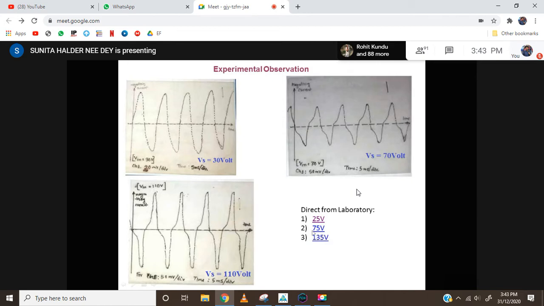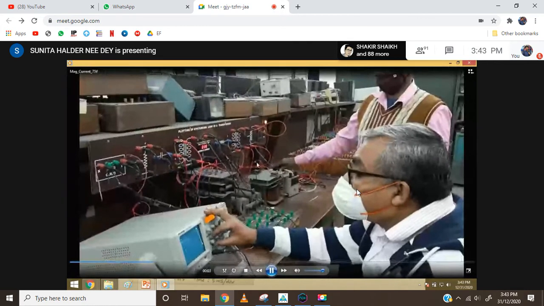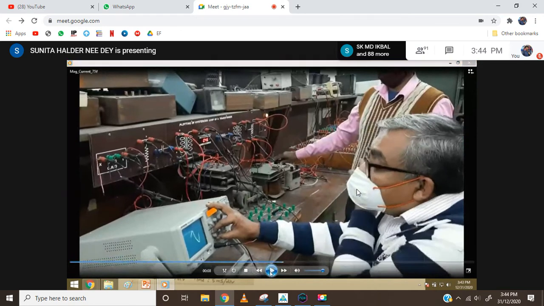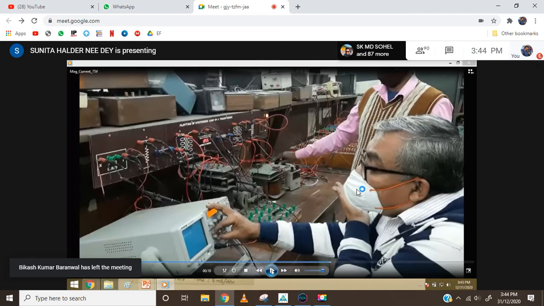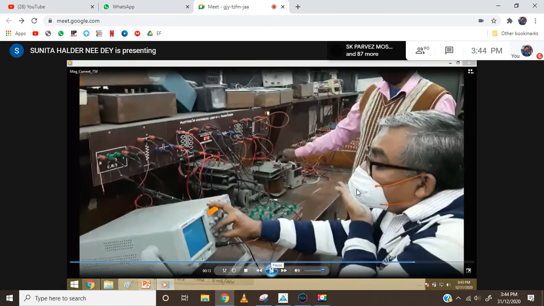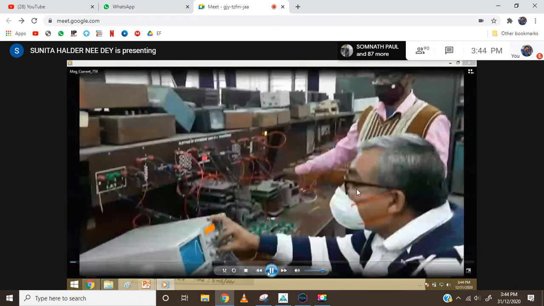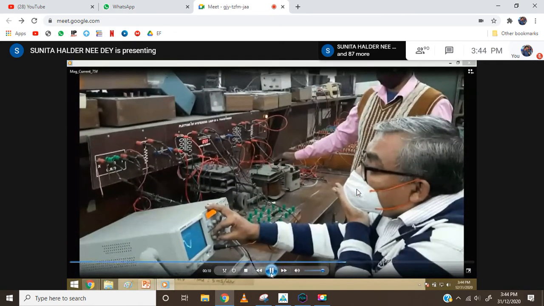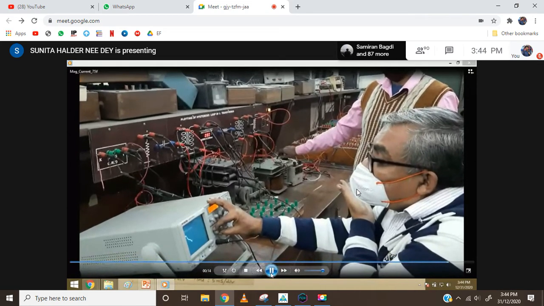Yes, ma'am. Similarly for 75 volt, if you see from the lab, if they have adjusted to 75 volt, then you can get this one. They get it in this way. It is going faster, so now he is adjusting the scale. So we are getting this one. He is adjusting the scale, so it is getting smaller. So in this way, it is done in the laboratory.